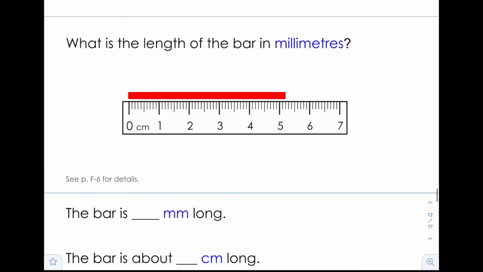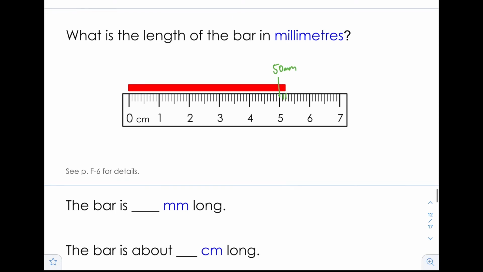So now if my ruler does have millimeters, I know that the 5 centimeter mark is 50 millimeters, and then I have 1, 2 more, so this bar is 52 millimeters long. It's about 50 millimeters long if we were to estimate.